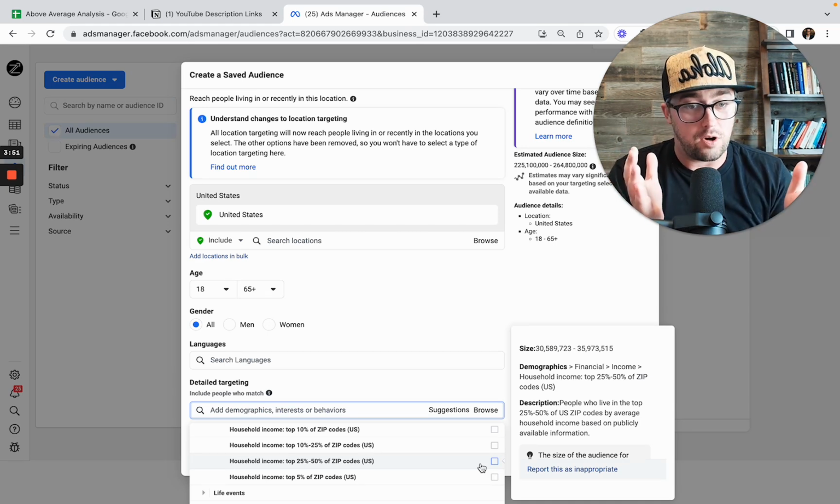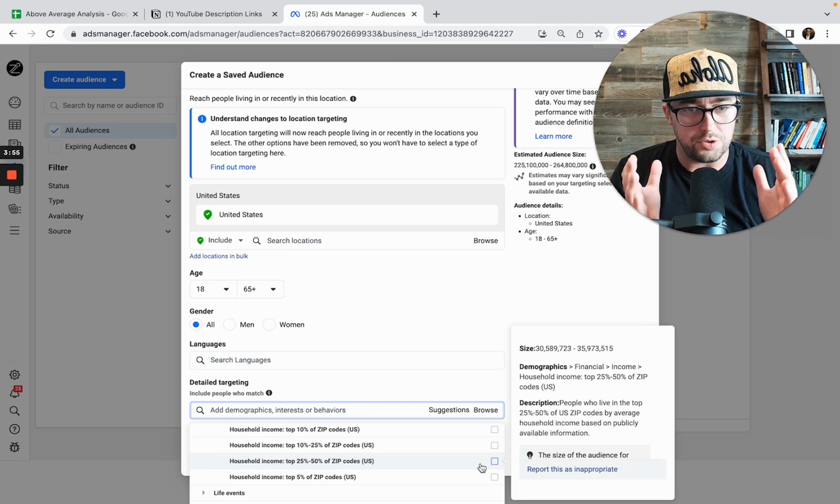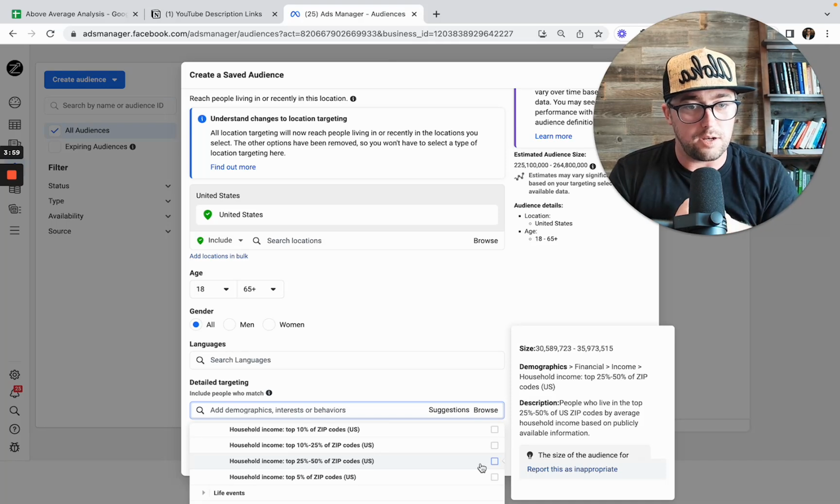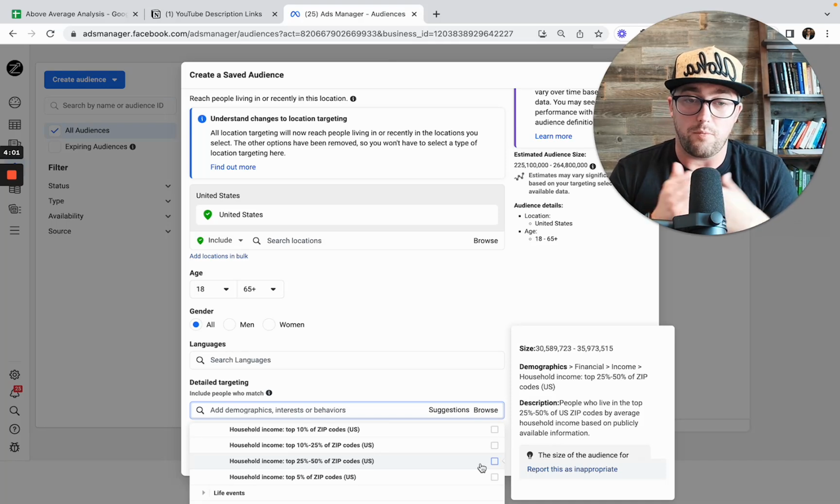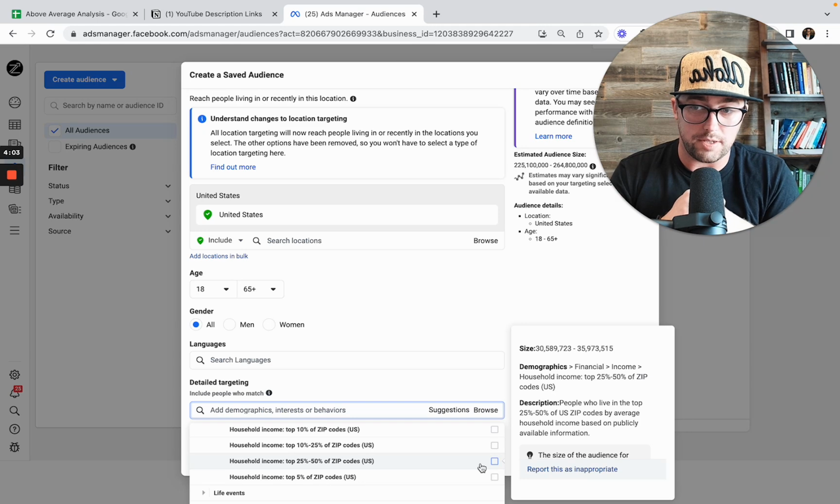So this is how to target based on income, and also how to troubleshoot a little bit and know when you should use this and what problems this can help to solve. And what you have to look out for is the increase in cost per lead with this. So if you need to do this, it's definitely there as an option.